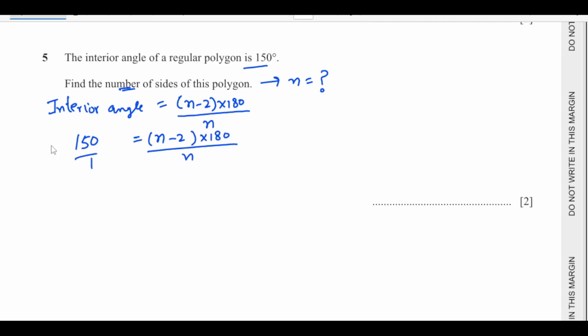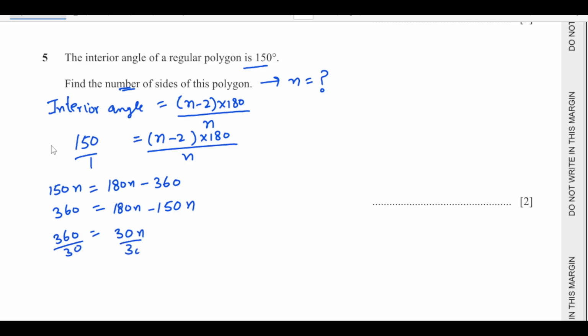Now, we cross multiply. So, this will be 150 n equals, when you multiply, 180 n minus 360. Okay. So, now 360 I am bringing here. So, 180 n minus 150 n equals, this is 30 n, here we have 360. So, divide by 30, divide by 30. So, this is gone. So, n is 12. So, number of sides is 12.